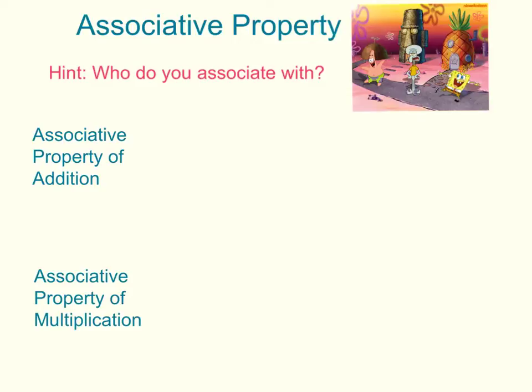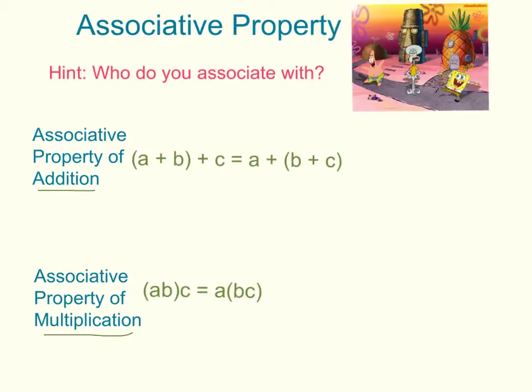The next property is the associative property, and once again we have the associative property of addition and then the associative property of multiplication. The associative property of addition and the associative property of multiplication shows that it does not matter the order in which you add or multiply. So in this case, you can first add a plus b and then add c, and it should be the same as if you were to add b plus c first and then add a.